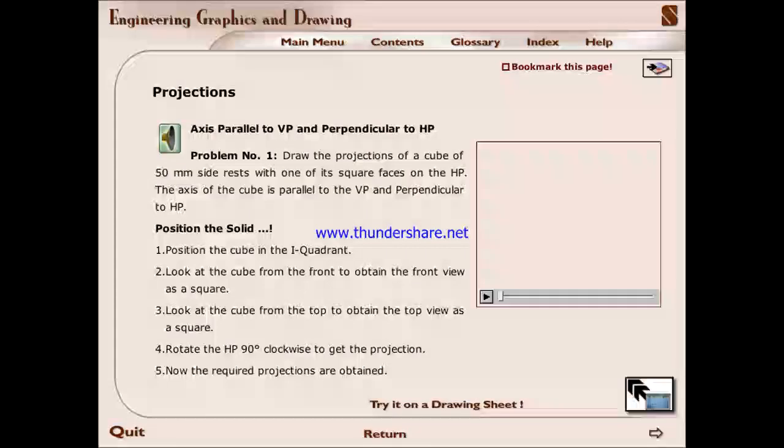Axis parallel to the VP and perpendicular to the HP. Problem number 1. Draw the projection of a cube of 50 mm side resting with one of its square faces on HP. The axis of the cube is parallel to the VP and perpendicular to the HP.